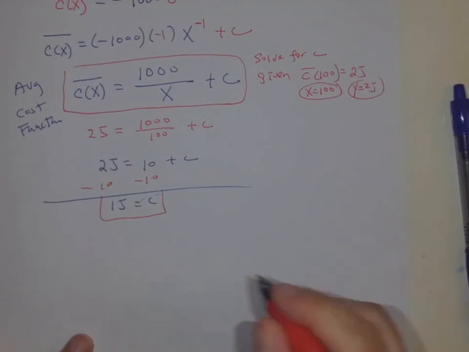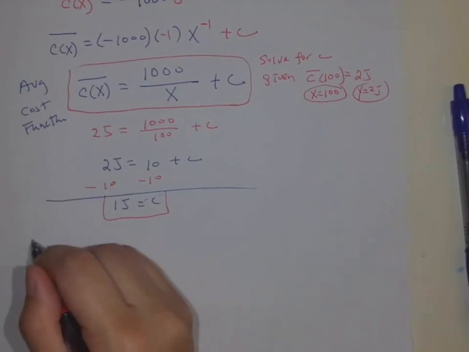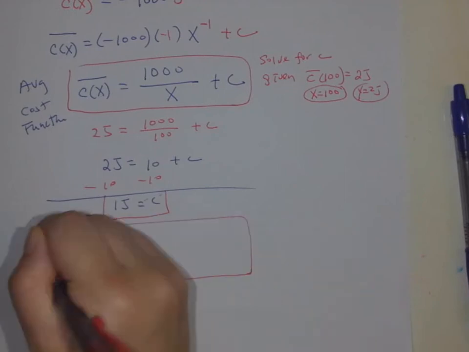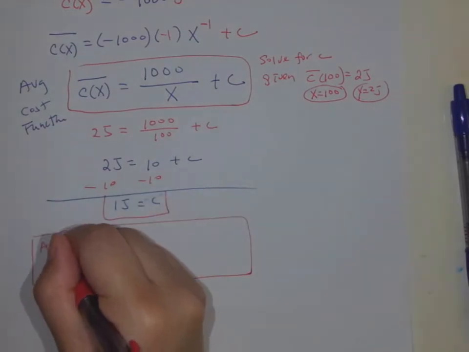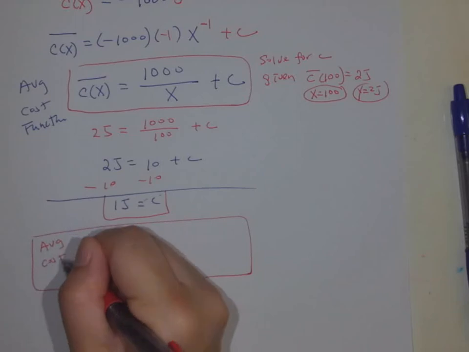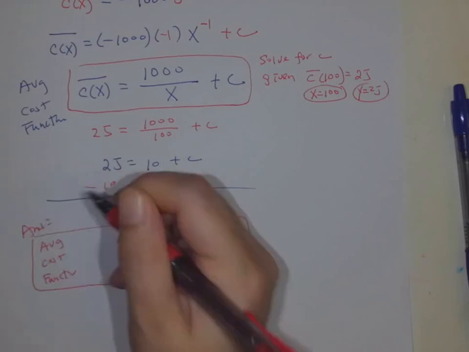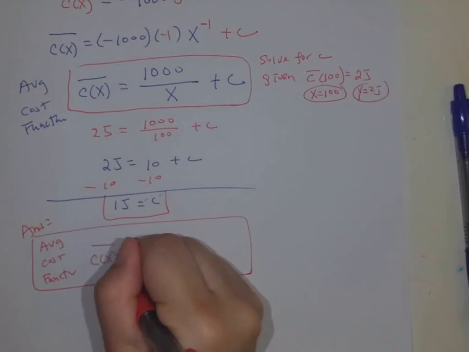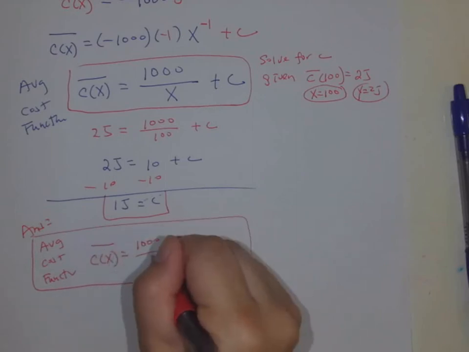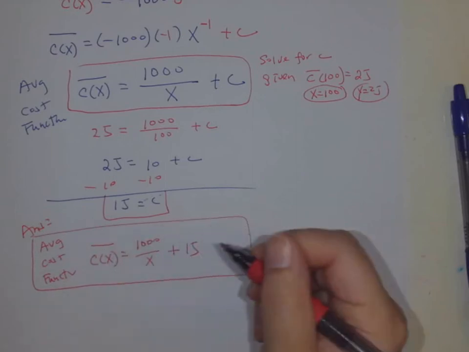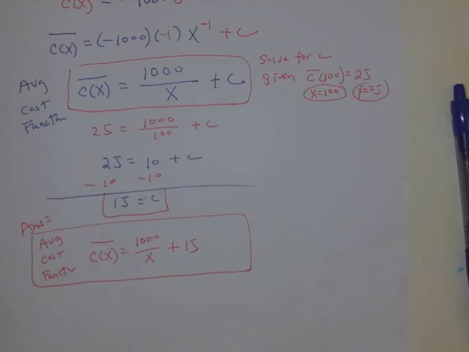But then we can use it in the average cost function. So finally, we figure out the average cost function, because earlier we had a c there, right? So that's not the final answer. This is the final answer: bar c of x equal to 1000 over x plus 15. So that's your average cost function.